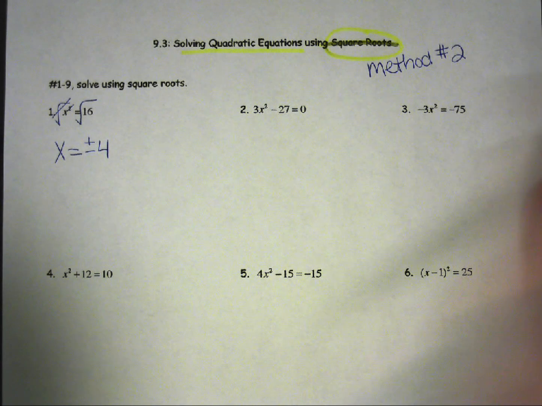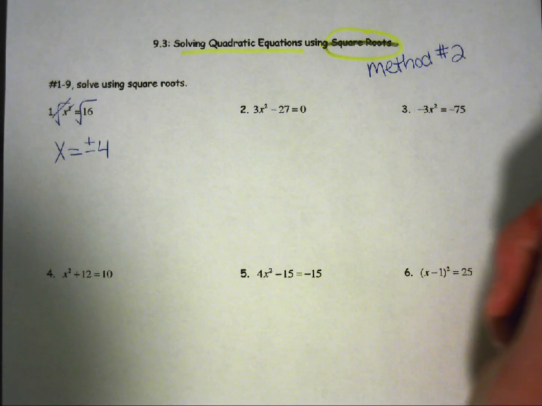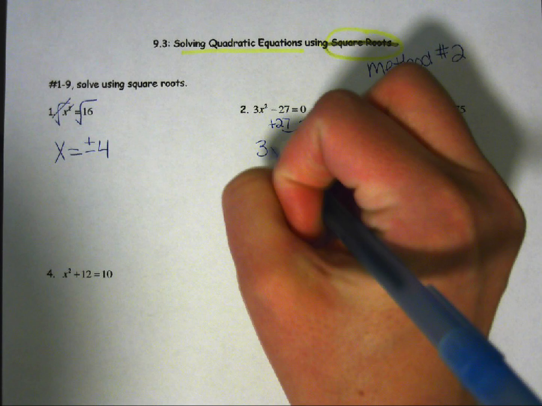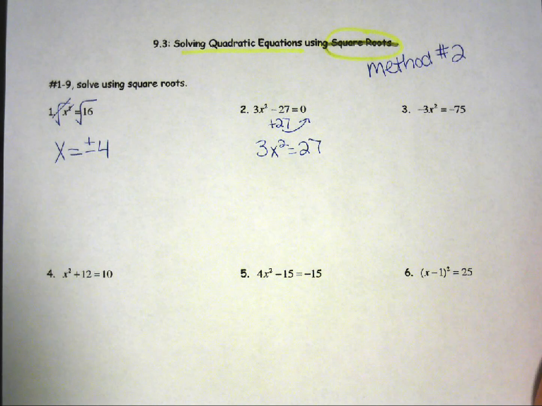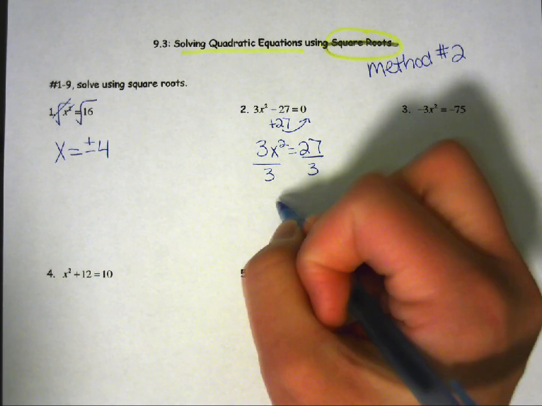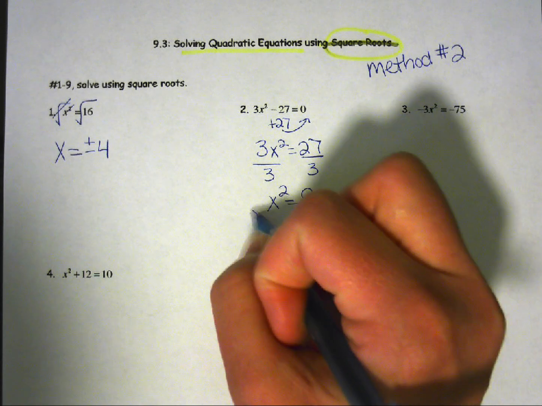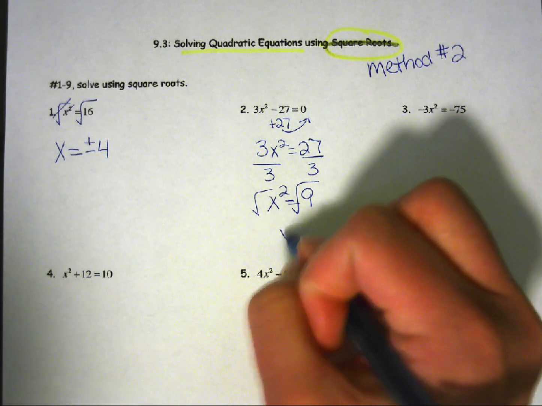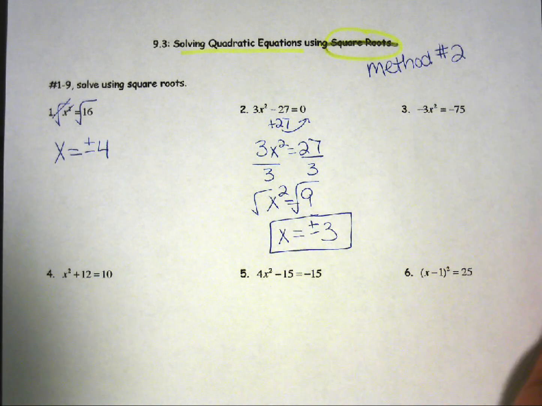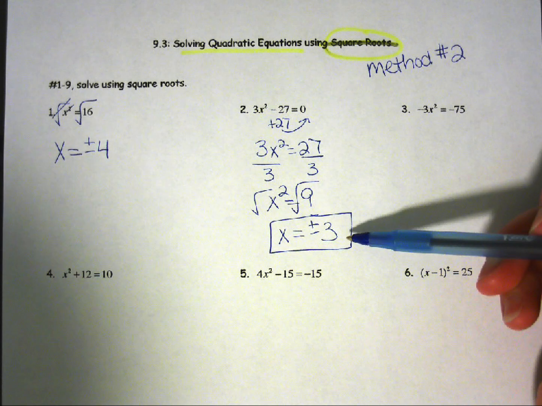So in number 2, notice I have a binomial with no middle term. So why don't I just move the 27 over to the other side? So I get 3x squared is equal to 27. And then I'm just going to divide off the 3. And so I get x squared to equal 9. And then I'll just take the square root of it. And so I get x to equal plus or minus 3. And I'm all done. Now, again, I could type this into Desmos, but this is pretty fast too, okay?